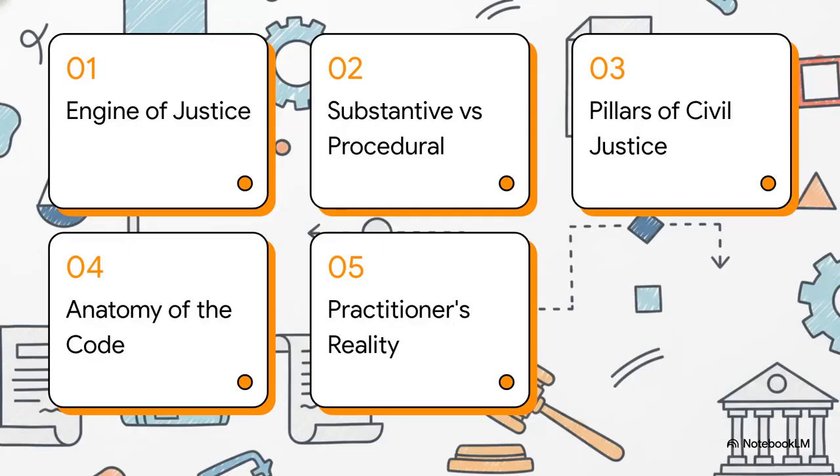Okay, let's dive into this architectural blueprint. We've got 5 key areas to cover today. First, the engine of justice. Second, substantive versus procedural law. Third, the pillars of civil justice. Fourth, the anatomy of the code. And finally, the practitioner's reality.